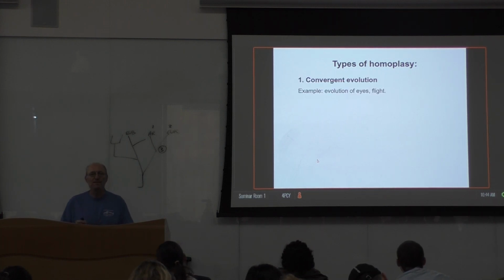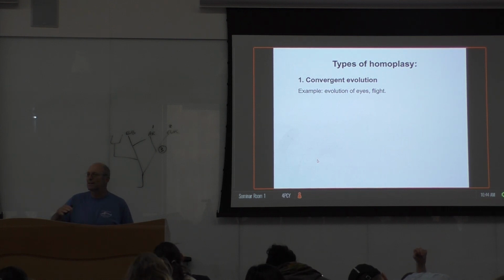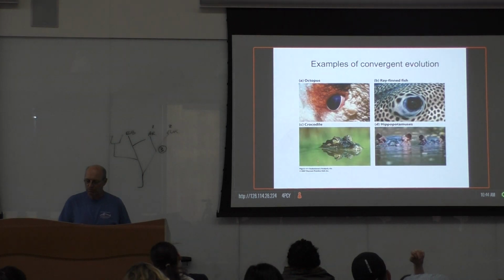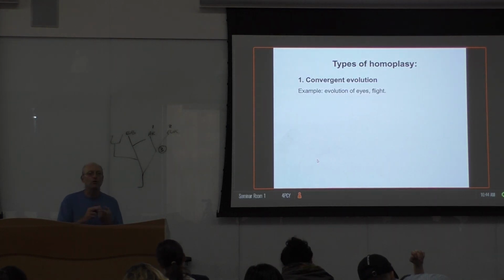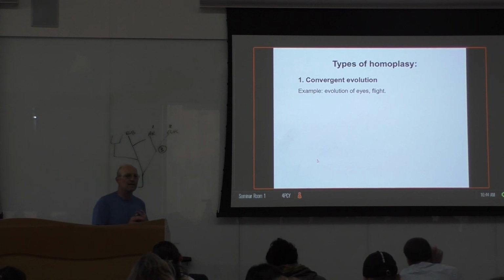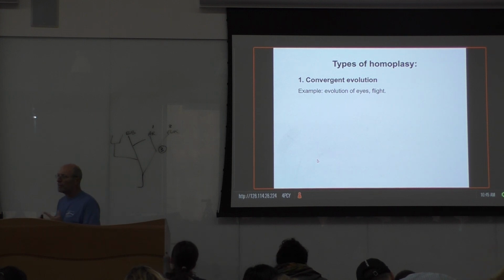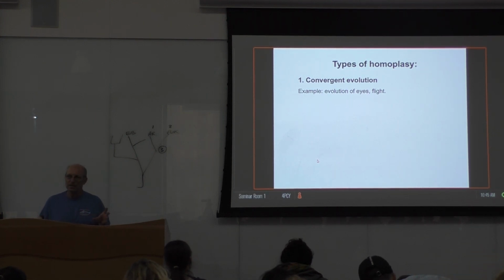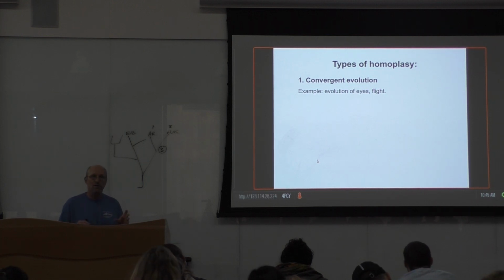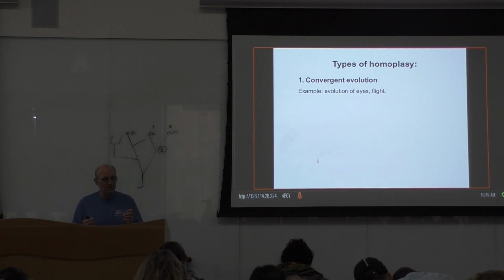The first one is convergent evolution. I'm going to list them now and then I'll give you examples. Convergent evolution. Evolution of eyes, flight. Flight is the most commonly used example. If you look at the wings of a bat, of a bird, and of a cricket, all three organisms are flying. However, the origin of the wings is very different.